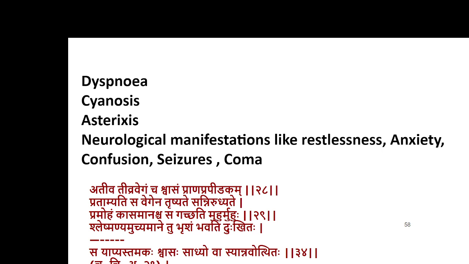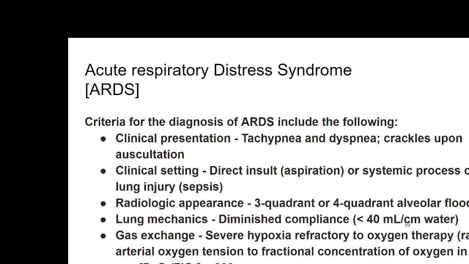That's exactly what we see in Tamaka Shwasa. Ativa Tibrvegam, Shwasam Pranapedakam. Pratamyati Savegana, Drishyate Sanirutite, Pramoham, Kasamanascha, Sagachati Muhumuhu, Shleshmanyam Uchamane, Brisham Bhoti Dukkitaha. Such systemic features tend to occur, and that's exactly the Tamaka Shwasa as such.